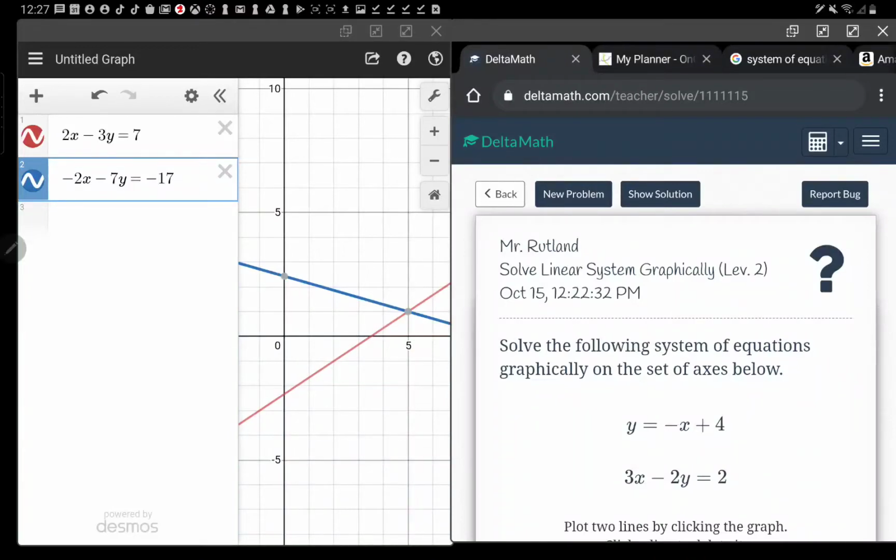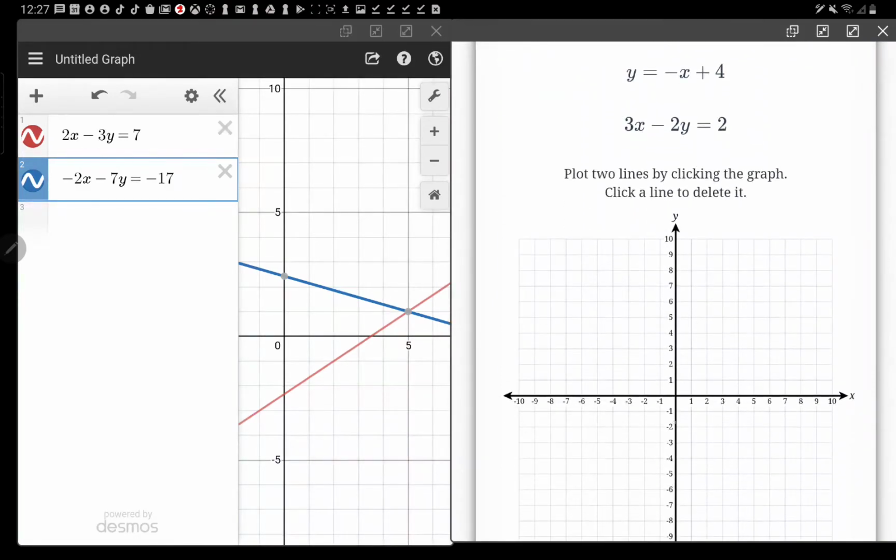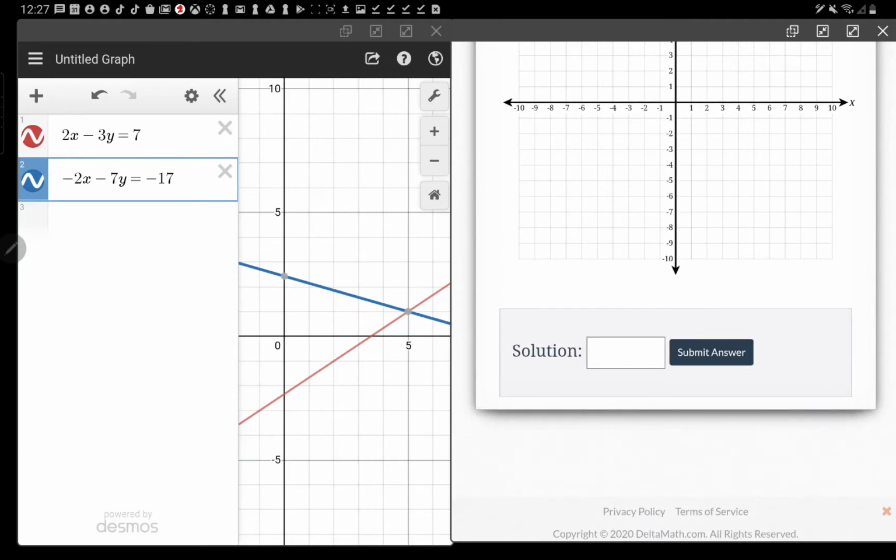Okay, so we're graphing these systems of equations, and the way we've been doing them in class is we are using Desmos to graph the lines, and then we have to transfer those lines over to deltamath for these particular problems. You have to graph both lines on this coordinate plane, then you have to write the solution. That's where the two lines intersect.